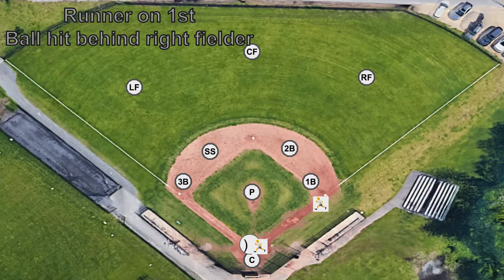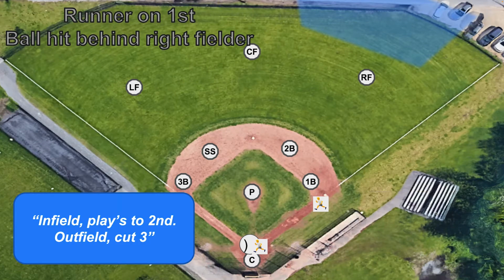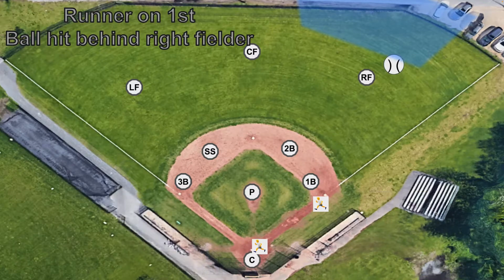All right, same scenario here, but now it gets past the right fielder. So you would say, infield plays to second, outfield cut 3. Pitch happens, ball gets hit past that right fielder. Someone on this team yell cut 4, okay?